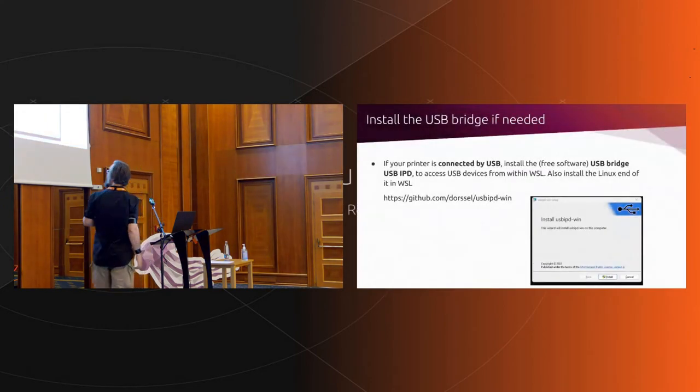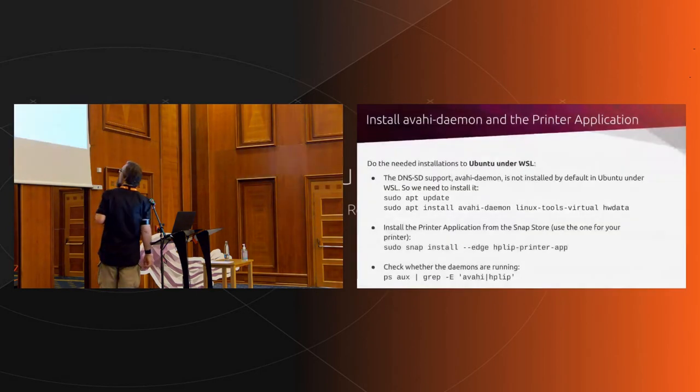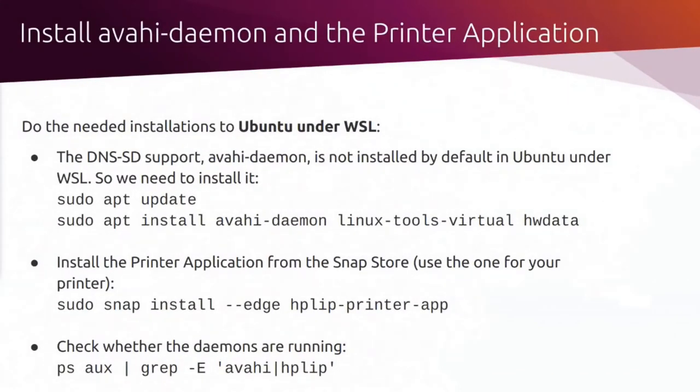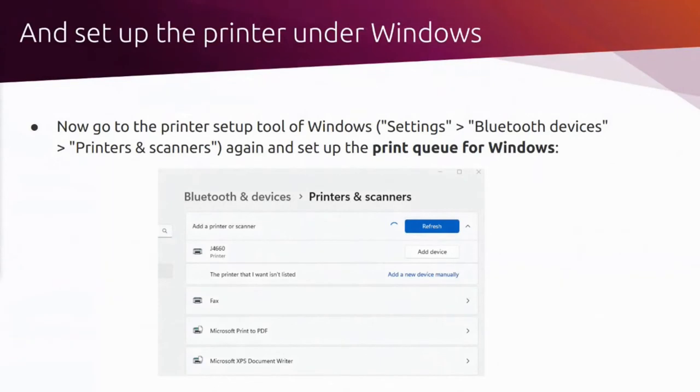Then the next step is that if the printer is connected to USB, you have to install the USB bridge, USBIPD, so that the USB from Windows is forwarded into the WSL, so that the connected printer has contact to the printer application. Then you install the Avahi daemon so that the printer application inside the WSL can advertise itself to the Windows outside. And after that, you install the actual printer application.